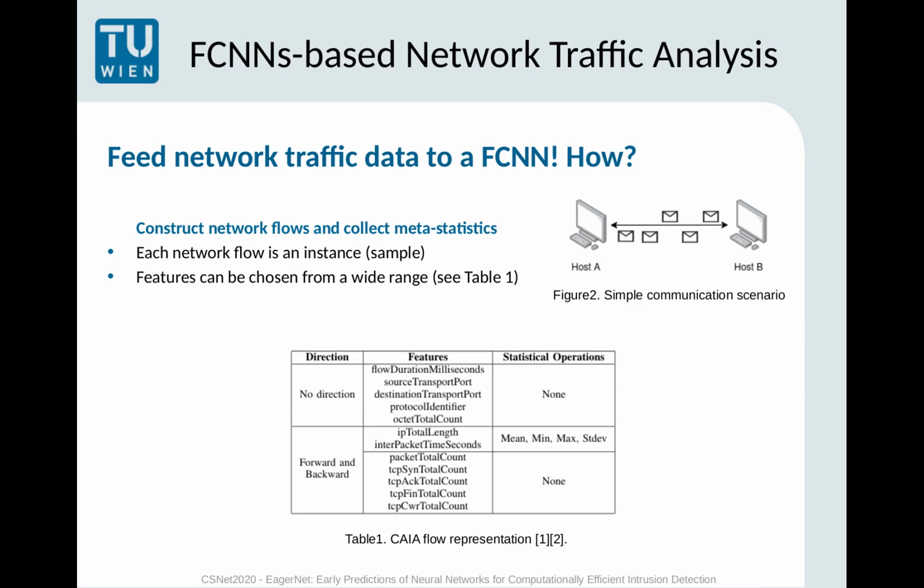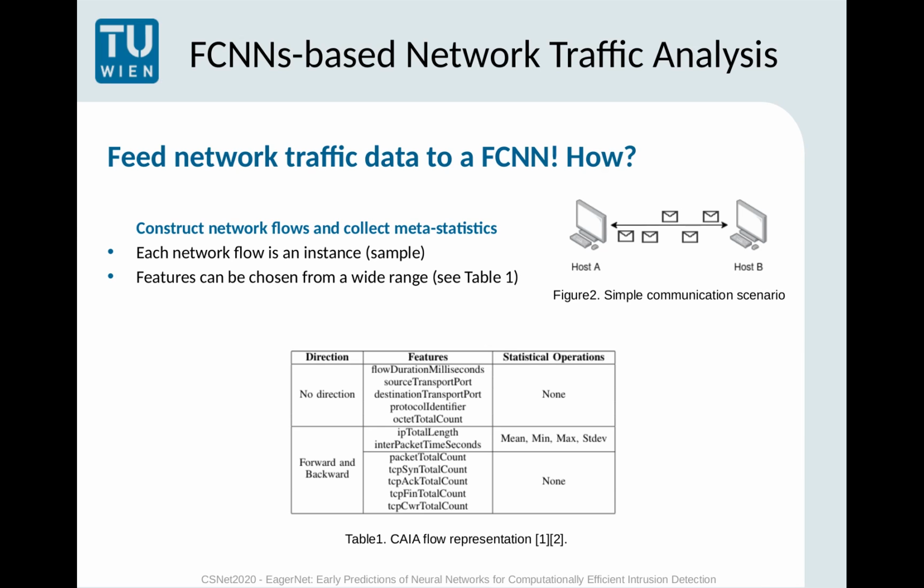Now, actually how do we then feed network traffic to such FCNNs? Well, let's consider here the simplest scenario in figure 2. So we have two hosts communicating with each other, sending packets, for example, and what we do is we summarize the information of this communication in what we call a flow. So we construct a flow that collects meta statistics, and then we consider each flow as a sample.